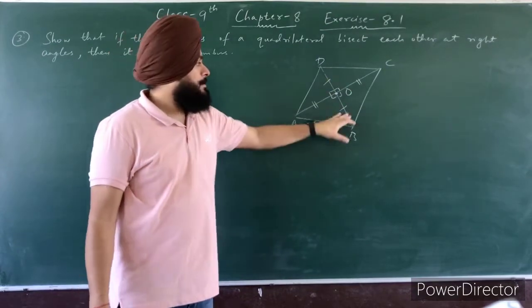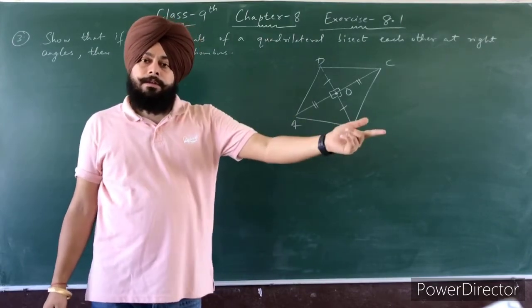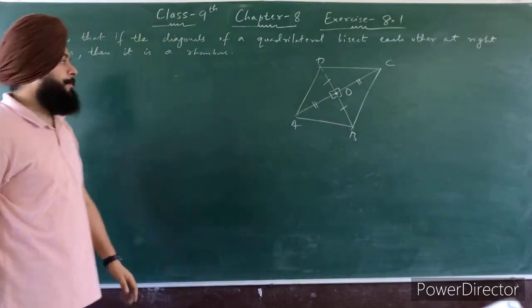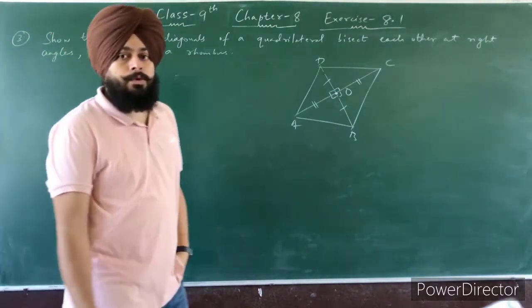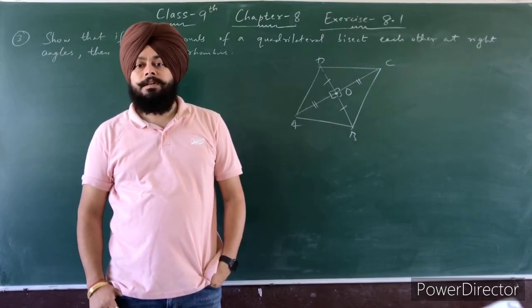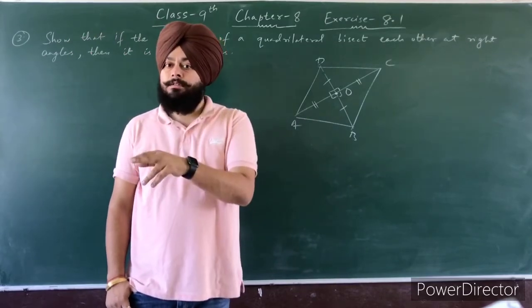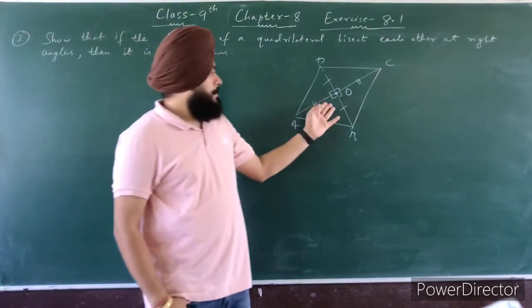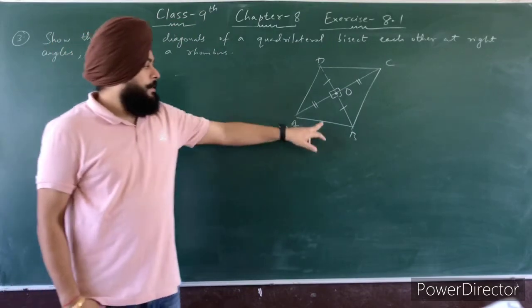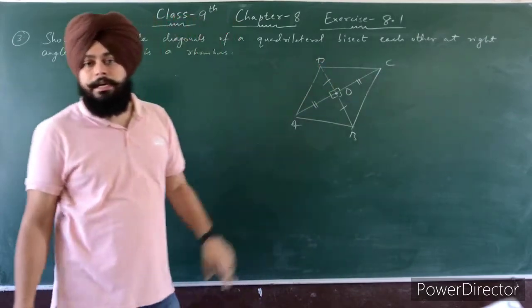Clear, students? The diagonals bisect each other and also bisect at 90 degrees. Clear? So we have to show that it is a rhombus. What is the property of a rhombus? A rhombus is a closed polygon in which all sides are equal, and the diagonals bisect at right angles also. In this quadrilateral it is already given that the diagonals bisect each other at right angles, but we have to show that all its sides are equal also. Side AB equal to BC equal to CD equal to DA.